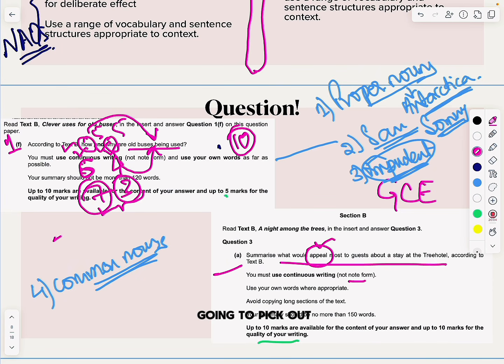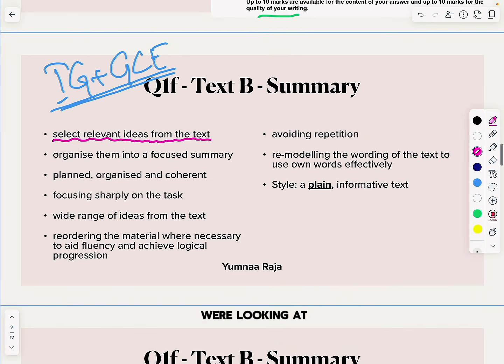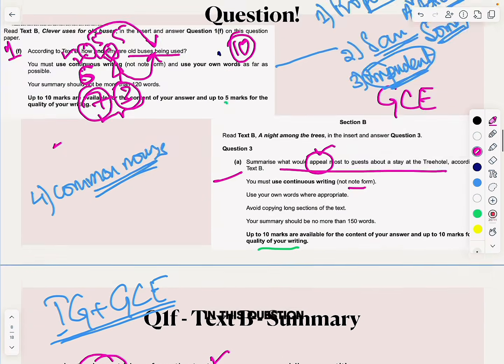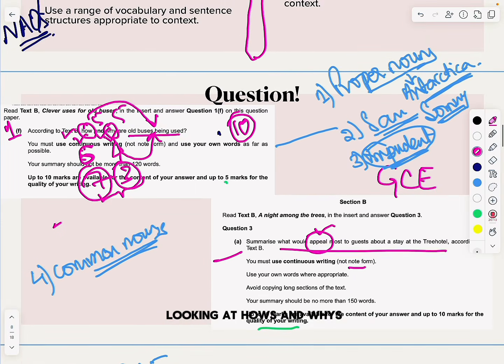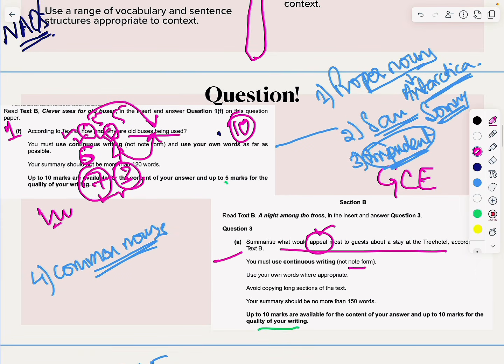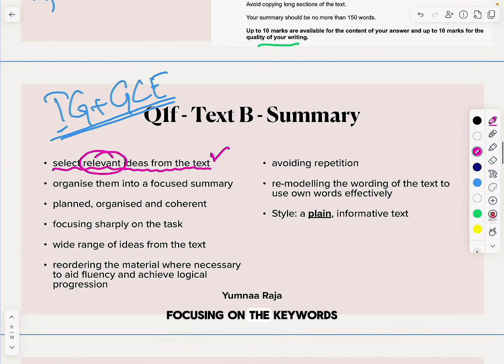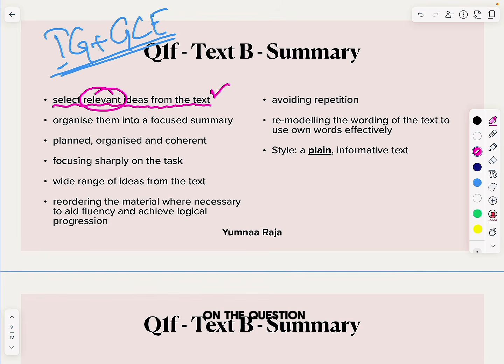So you have to read the question carefully to understand exactly what ideas I am going to pick out. And that was the first thing that we were looking at, relevant ideas. Relevant means in this question, I'm going to be looking at hows and whys. But in this question, it's only about the attraction. So again, focusing on the question, focusing on the keywords in the question, clarifies what you are looking at. Next, what do you do next? You organize them in a summary, but the organization part is what most of the kids miss out on.